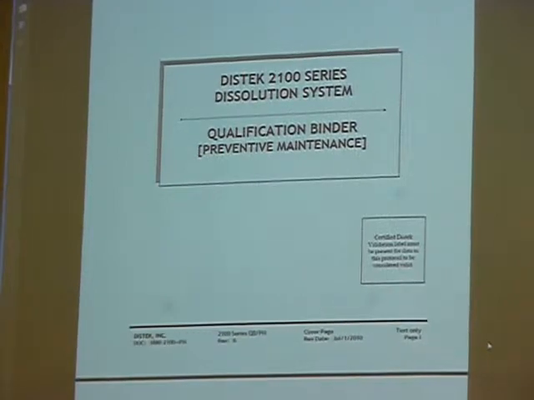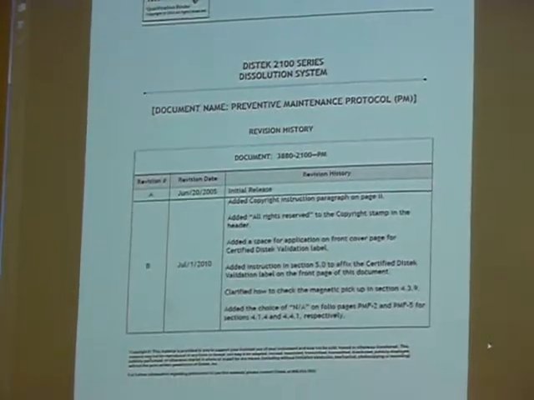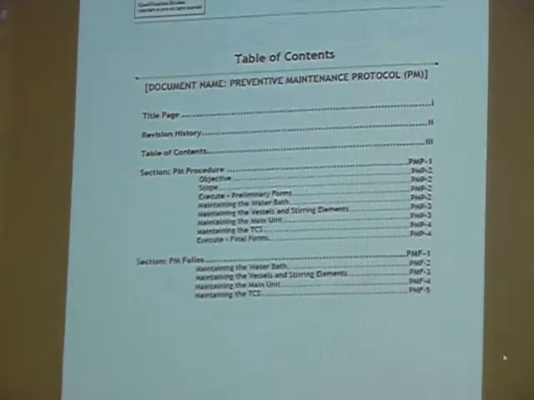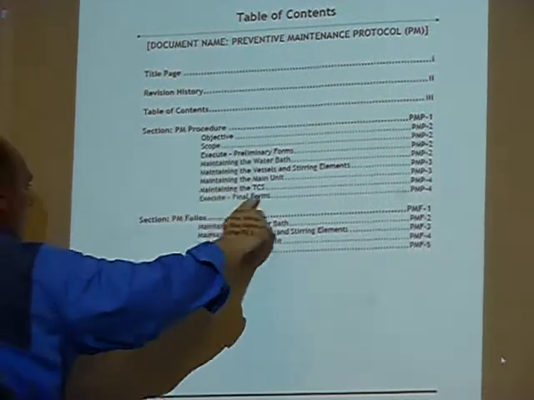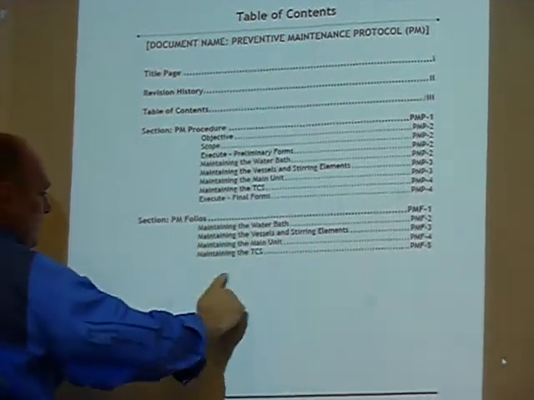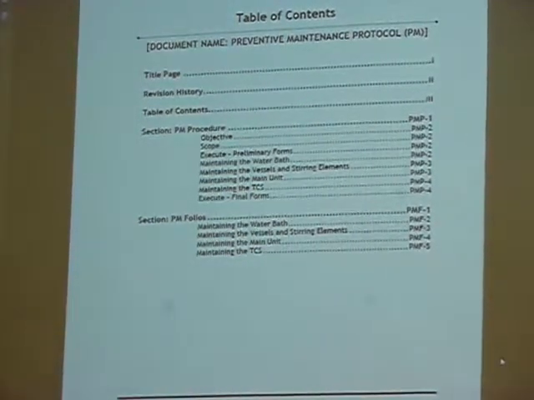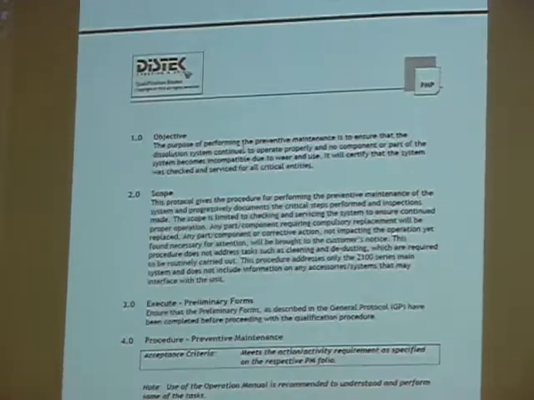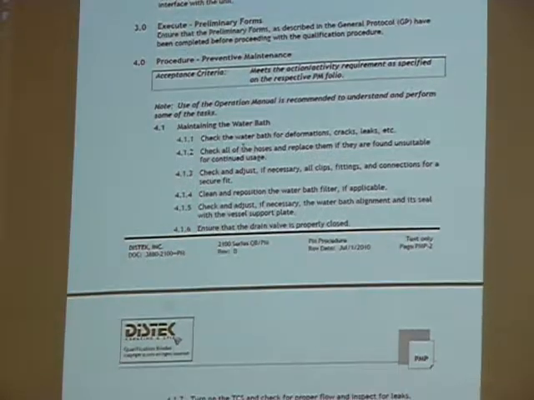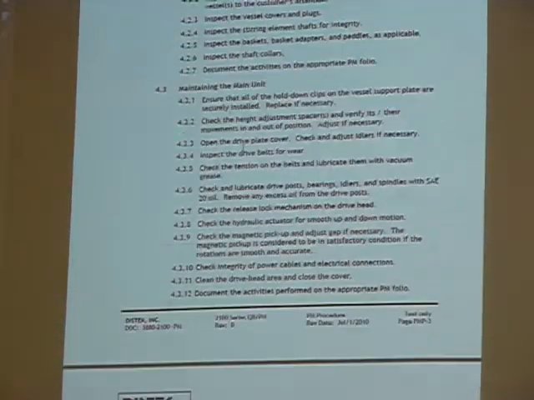Preventive maintenance. Again, same setup as before. Got a revision history, table of contents. Basically, it's got the same things as before: the procedure, which talks about how to do it, and the executable, which is where you annotate the actual data. Same thing as before, 4.11, all the way down through the end of it.